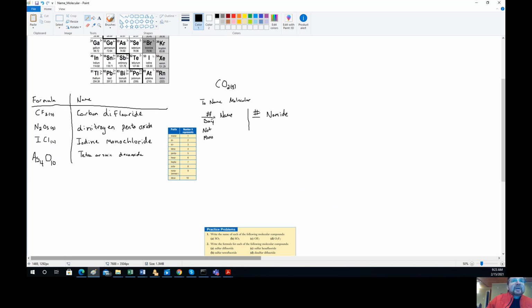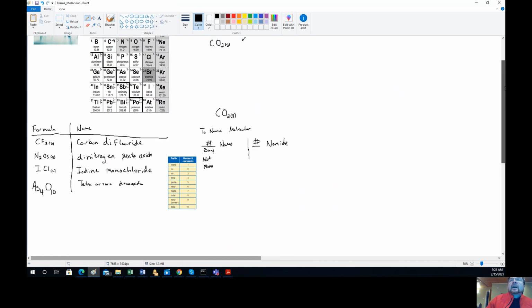For the first element, you say the number that you see, but you don't say mono, and you just say the name as it appears on a periodic table. Then for the second element, you do say the number no matter what: mono, di, tri, etc. Then the name with "-ide". With these, it's fairly easy to add that "-ide" right after the I in iodine, so iodide, bromide, selenide. Right after the I is where you'd add it in any of these elements. Okay, that's your mini lesson on what molecular compounds are and how to name them.